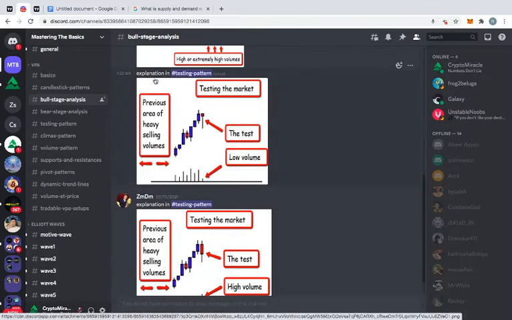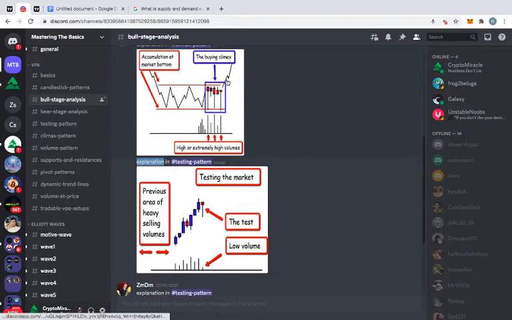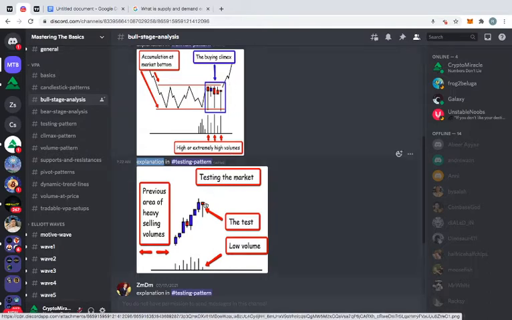So this is an explanation of what happens after it breaks out, which is the stage that we're in right now for Bitcoin. After we break out, we start to uptrend just like we did here, and we're right here in BTC. So we start testing the market, and what we want to see is the test on low volume. And guys, what I noticed yesterday is that we do have a low volume pullback coming in right now. So this is called the test.